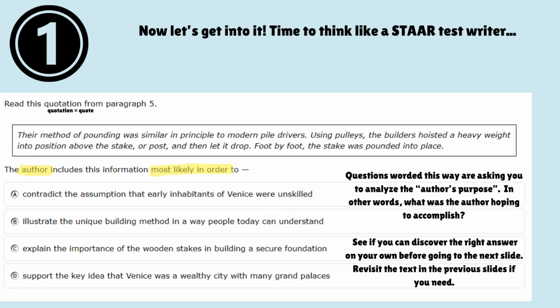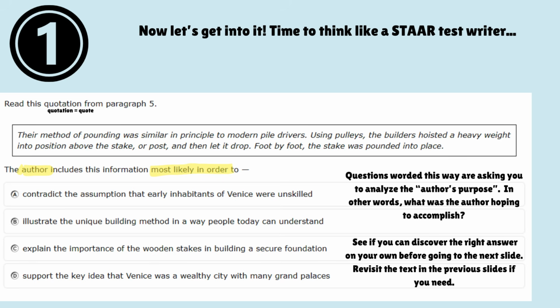So let's look at number 1. Read this quotation from paragraph 5. And quotation is just a fancy word that means quote. You probably heard your English teacher say a quote or text evidence 1,000 times. That's what they mean. So here's a quote from paragraph 5.